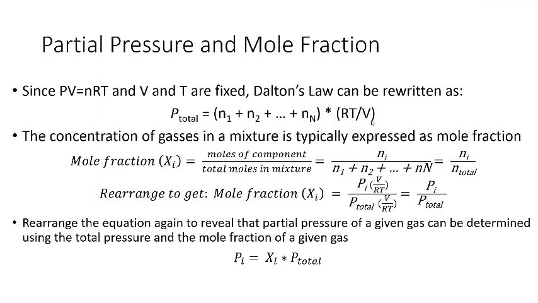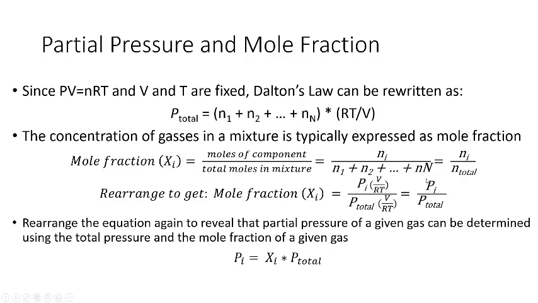Okay, so when we're looking at real life examples, the composition of gases in a mixture is typically represented as a mole fraction. The mole fraction is given to us by the Greek symbol chi sub i, where chi looks just like an X. So the mole fraction chi sub i is equal to the moles of an individual gas over the total number of moles in the mixture.